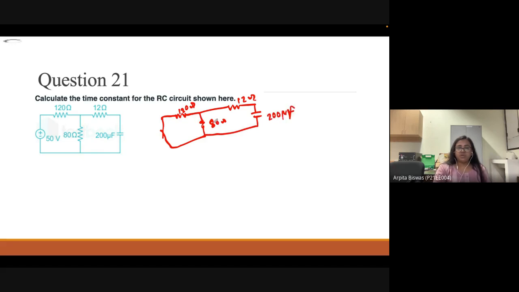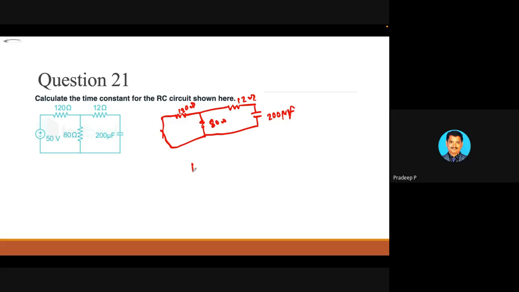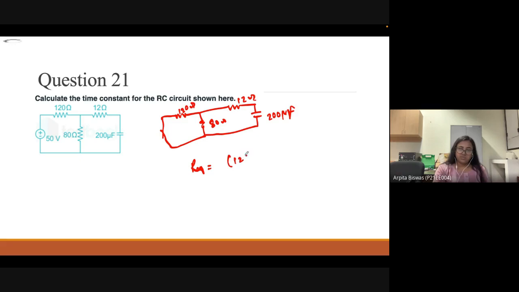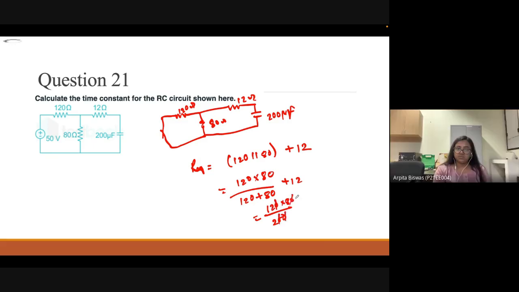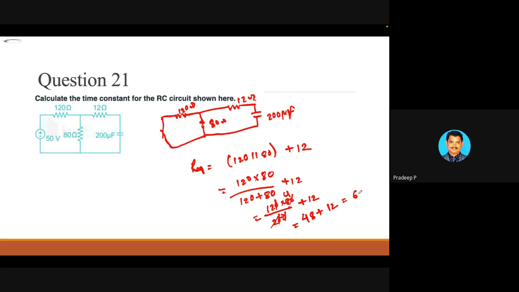So this 120 and 80 is parallel. So our equivalent is 120 parallel with 80, plus 12, right? 120 into 80 by 120 plus 80, plus 12. Then 660 multiplied by 200.